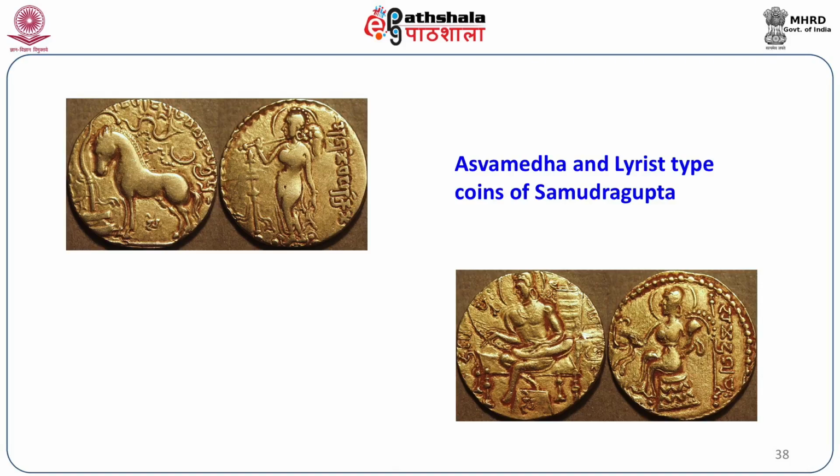On the top is the Ashwamedha coin. This refers to the performance of the Ashwamedha sacrifice by Samudragupta. On the obverse there is the horse of the Ashwamedha Yagna, and on the reverse there is the picture of the queen. And below this coin, this is also a famous coin of Samudragupta.